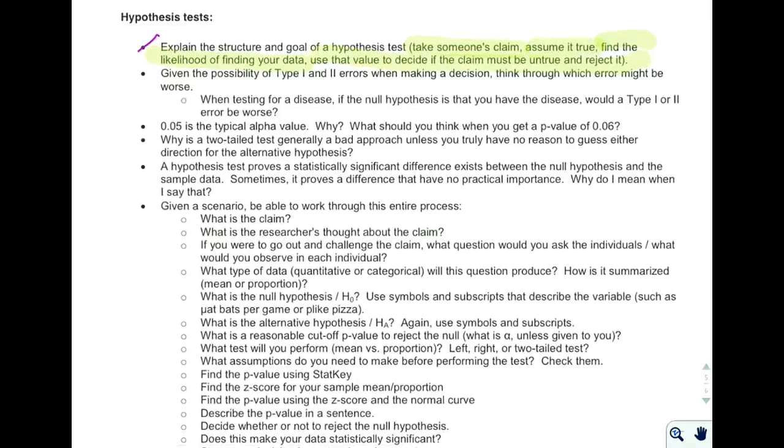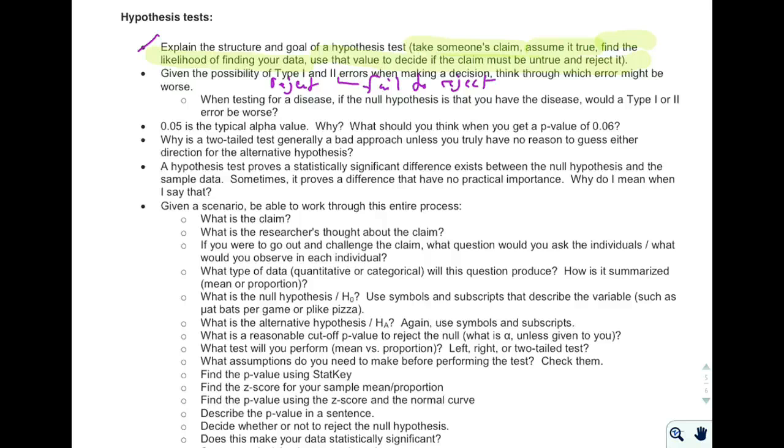Second thing, it says, given the possibility of type 1 and type 2 errors when you make a decision, think through which error might be worse. When you reject, you are statistically significant, and you may have made a type 1 error when you reject something. So type 1 happens when you reject. When you fail to reject, you may have made a type 2 error. Maybe you should have rejected, but you didn't. So failing to reject would be potentially opening you up to a type 2 error. Rejecting potentially opens you up to a type 1 error.